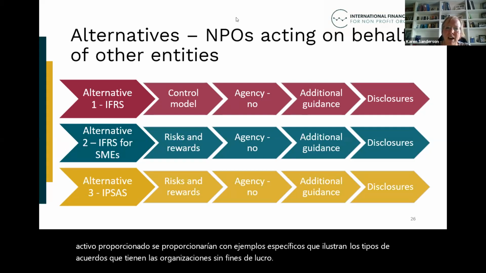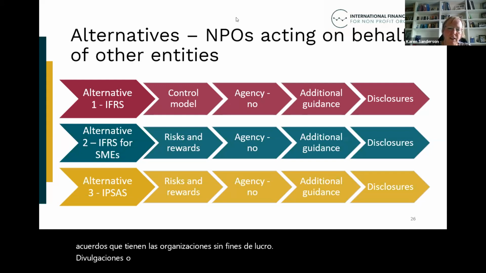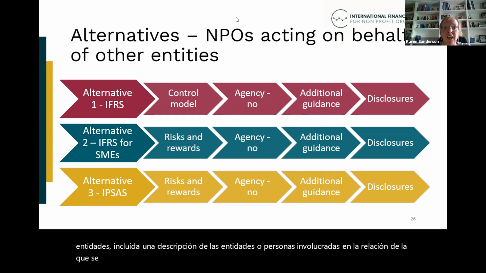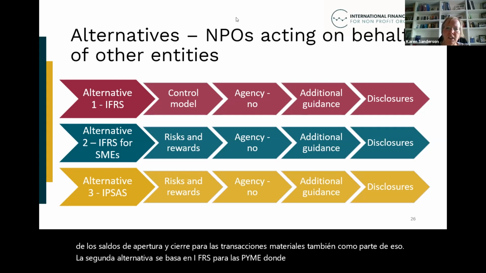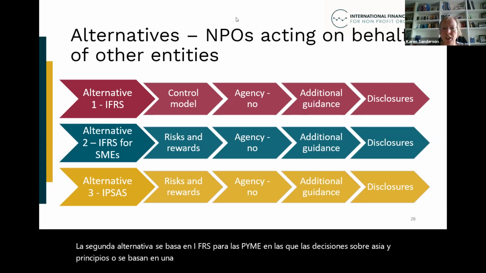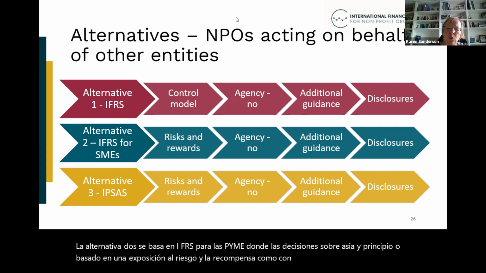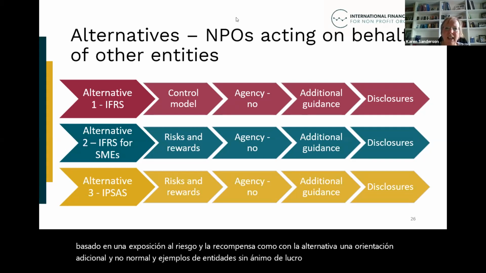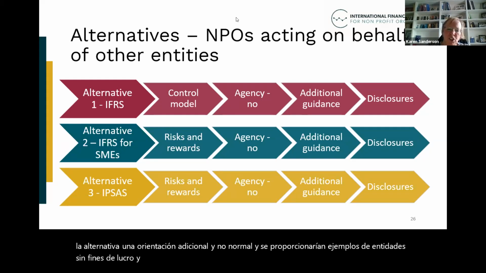Additional disclosures on material agency relationships with other entities would be required, including a description of the entities or individuals involved in the relationship, and a reconciliation of opening and closing balances for material transactions as part of that too. Alternative two is based on IFRS for SMEs, where decisions on agent and principal are based on an exposure to risk and reward. As with alternative one, additional guidance and examples of non-profit entities would be provided, and again there would be a requirement for additional disclosures.